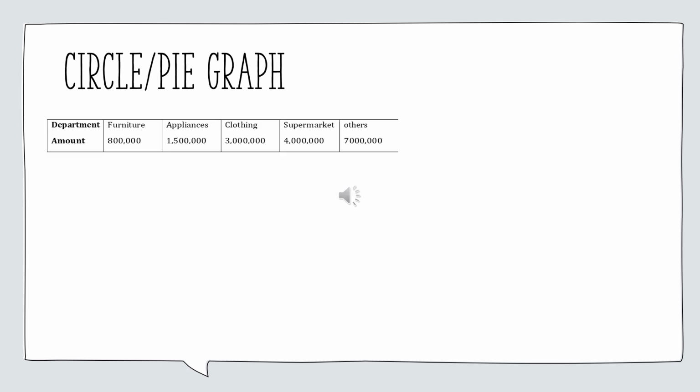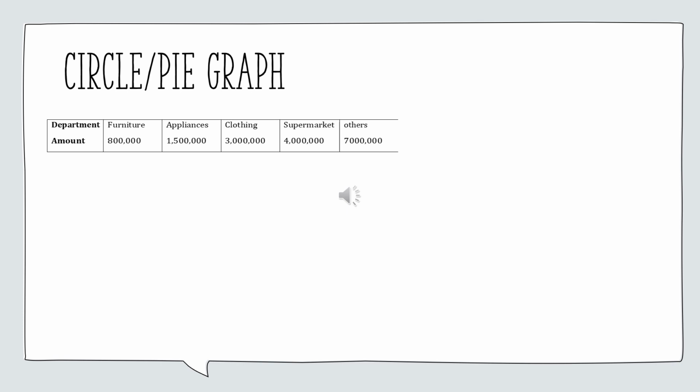As we prepare to create a pie chart, we have some compelling data to present. For instance, let's consider the total sales of Puerto Princesa Mall, which are meticulously outlined in the subsequent table. In the furniture department, sales have impressively amassed to a total of 800,000 pesos. In appliances, the sales have skyrocketed to a staggering 1,500,000 pesos.